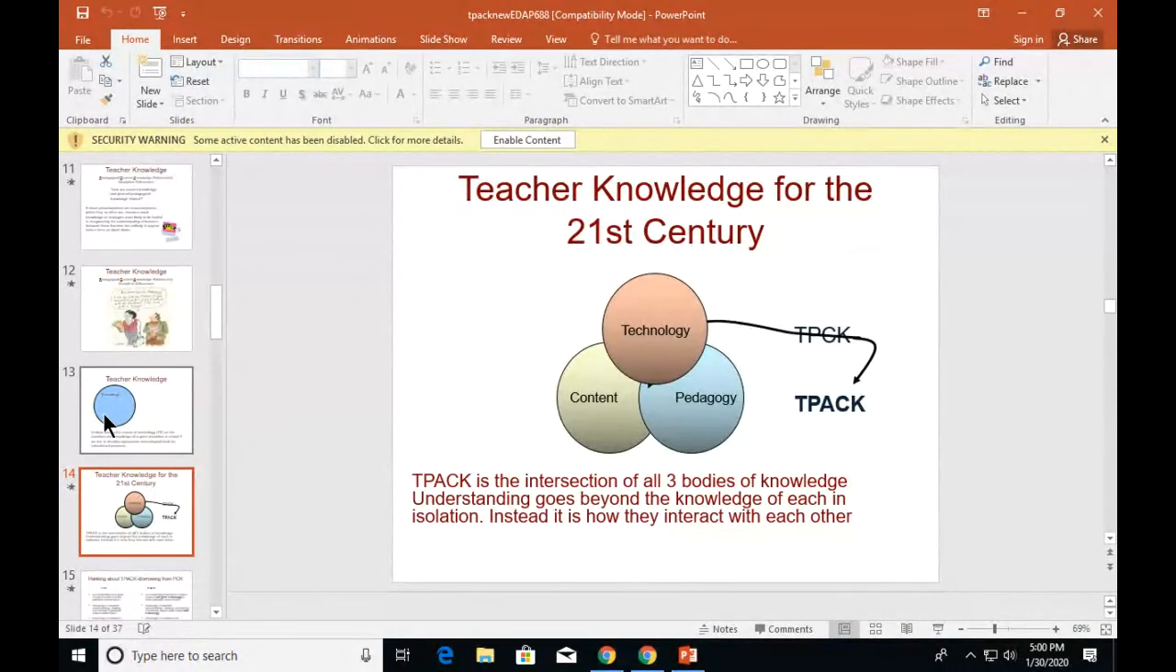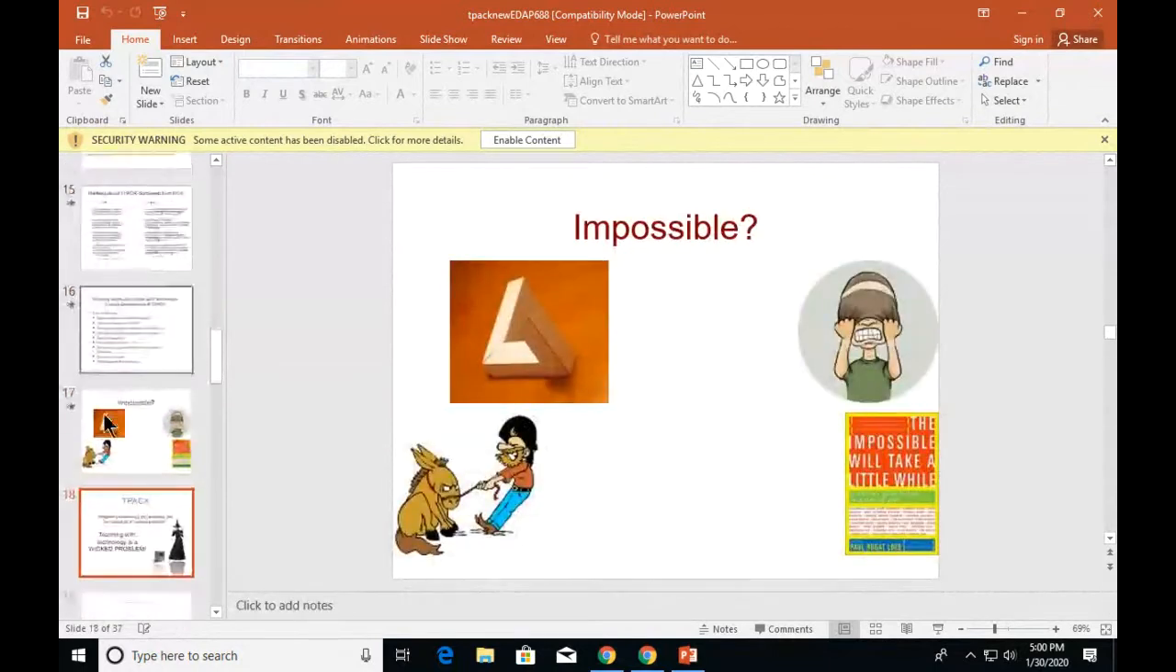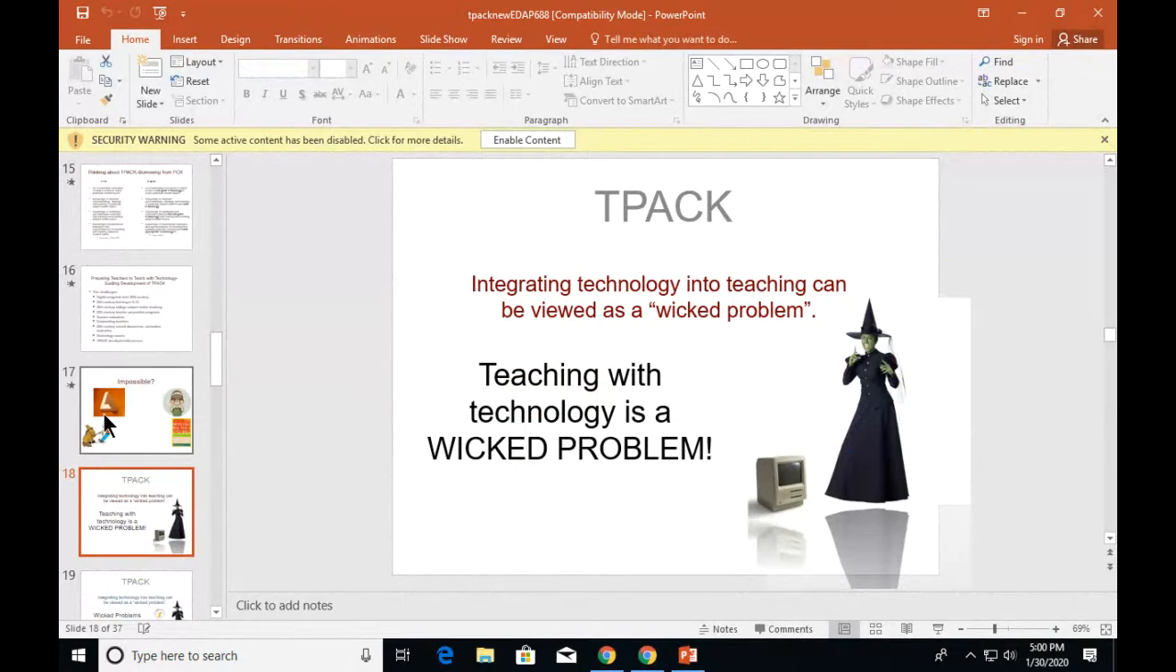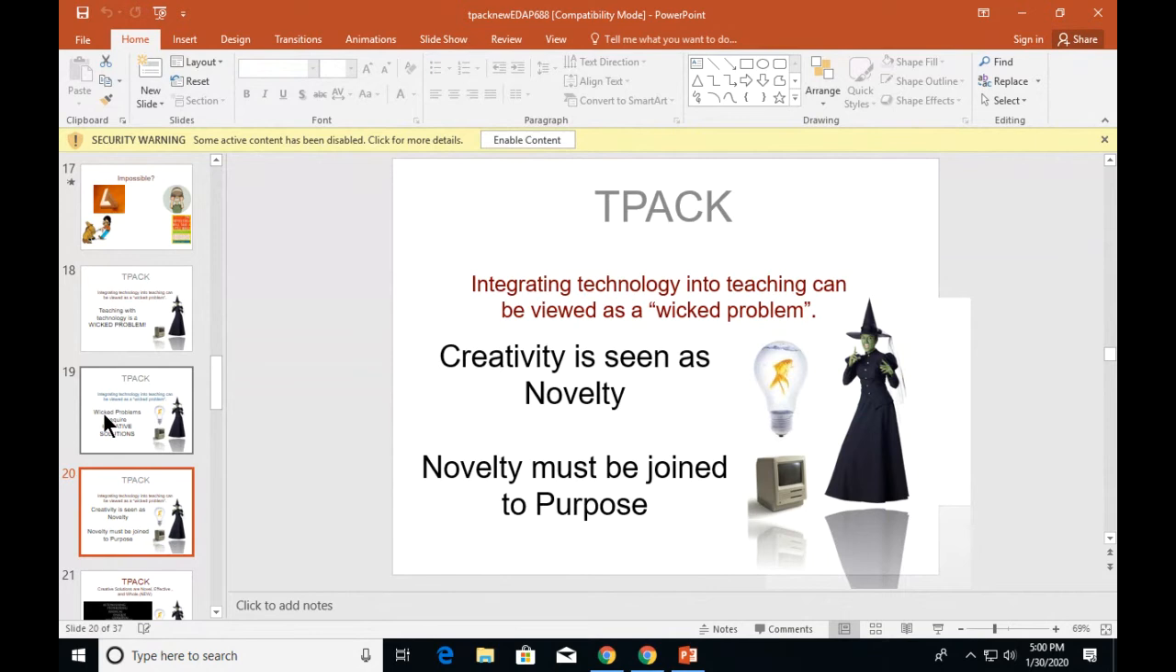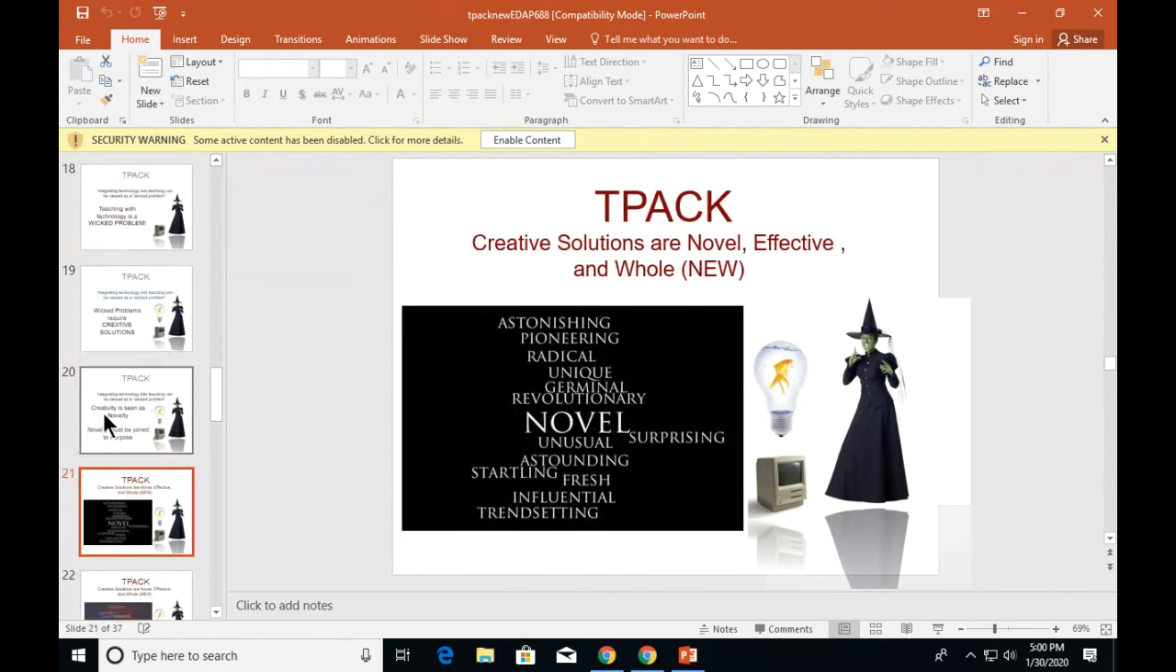So TPACK is nothing more than the intersection of all three of these ideas. So people will say that that's an impossible thing to do. It is not. It just requires creative solutions. Creativity is seen as novelty. Novelty must be joined to purpose. So if we look at it, we can see that we have a new sub-acronym, if you want, under TPACK called new, novel, effective, and whole. And so when we look at those meanings, we can see that novel is creativity, radical, unique. So we're looking at something like the use of Chromebooks in a classroom where every kid has one.